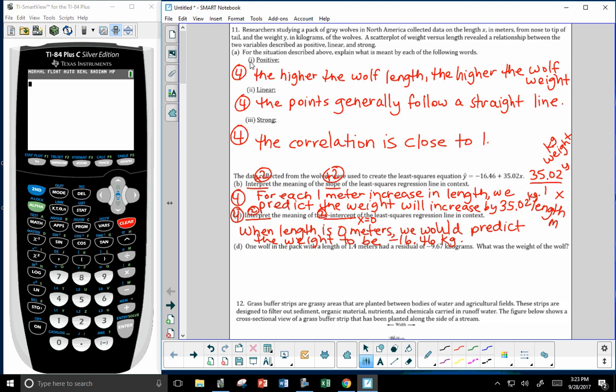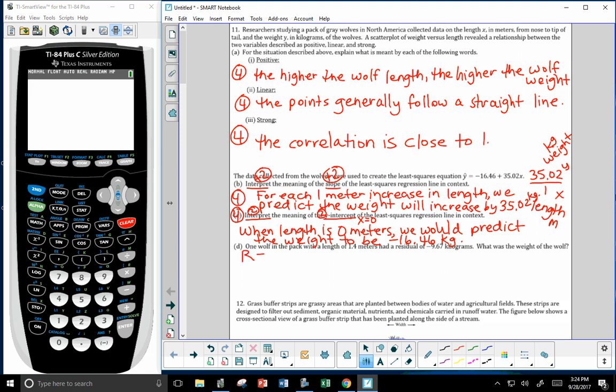Okay. Part D, one wolf in the pack with a length of 1.4 meters had a residual of negative 9.67 kilograms. What was the weight of the wolf? So remember that residual is equal to actual minus predicted. They've given us the residual to be negative 9.67. They haven't given us actual and they haven't given us predicted, but they gave us enough information to where we can find predicted. So what we're really solving for is what was the weight of the wolf? We really want to know what the actual weight was.